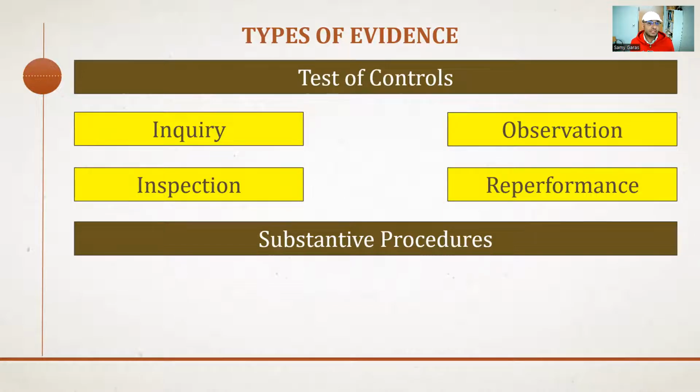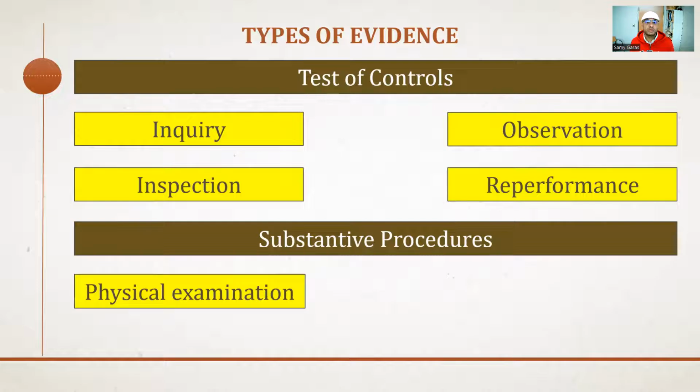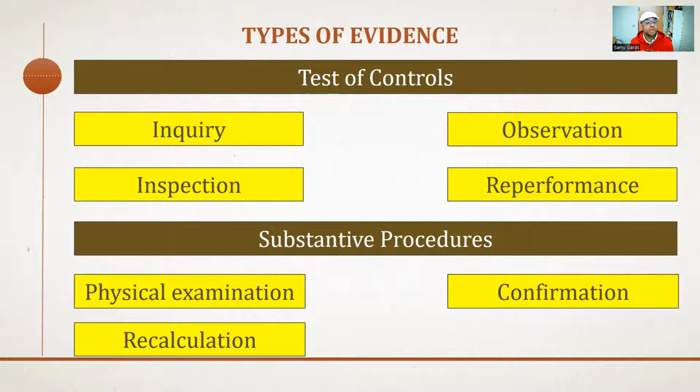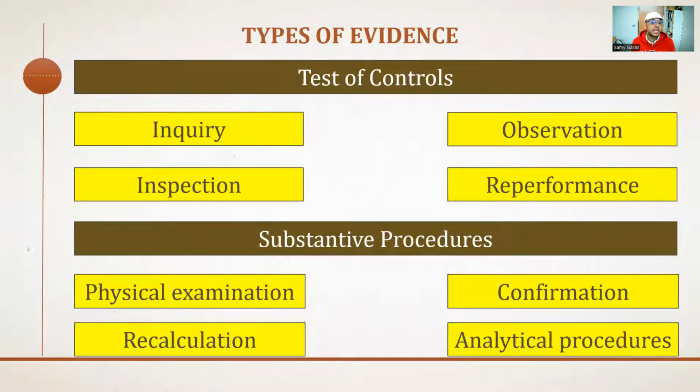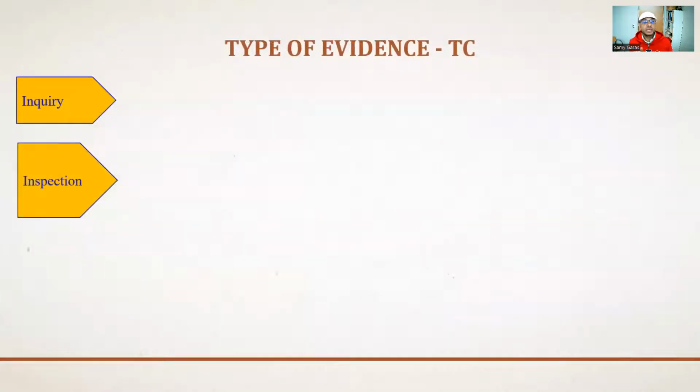If we don't trust the system, then we have to make extra work and dig down in the information by making substantive procedures. So for example, we examine the assets, we recalculate all the transactions, we confirm the accounts from the customers or suppliers, and we make some analytical procedures. So let us take each one of those tests and explain it in more details.